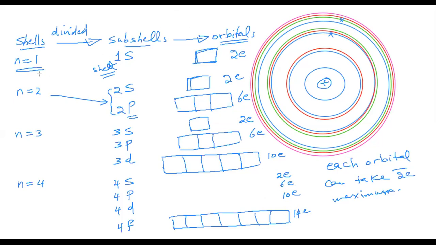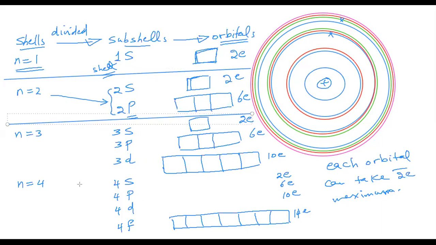So if we look here, the first shell maximum takes 2 electrons. The second shell maximum takes how many electrons? 8. Yes, maximum it takes 8 electrons. The third shell, 18. The fourth shell, 32. And that's what we know.